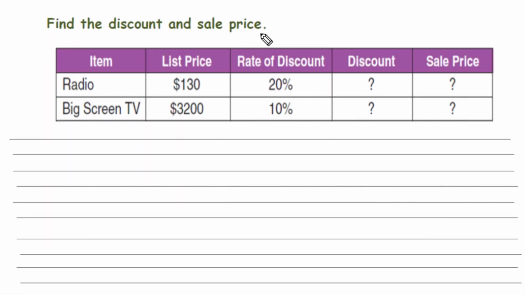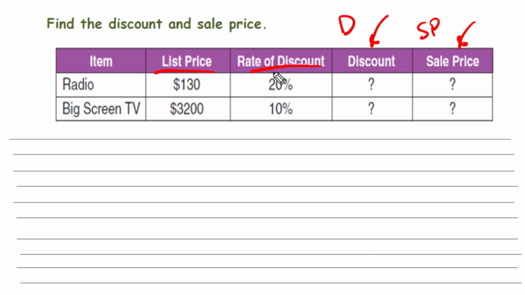Next, the discount and sale price. How can we find the discount? How can we find the sale price of an item? Find the discount and the sale price. We have the list price and the rate of the discount. Discount is D, sale price is SP.